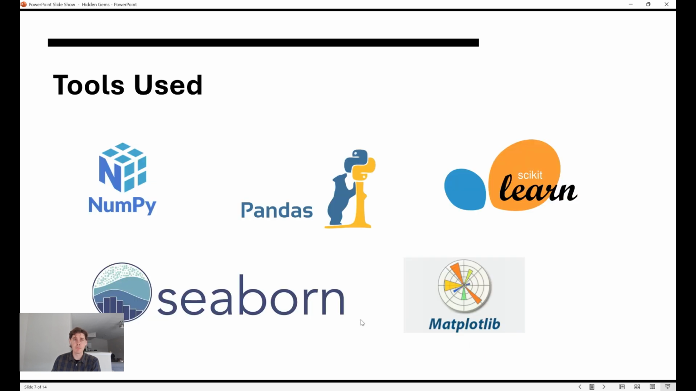So we used several Python libraries in our project, such as NumPy, Pandas, scikit-learn, Seaborn, and Matplotlib. We used NumPy and Pandas to import our data and clean it, and we used scikit-learn to do our clustering analysis. And then we used Seaborn and Matplotlib to do our visualizations.